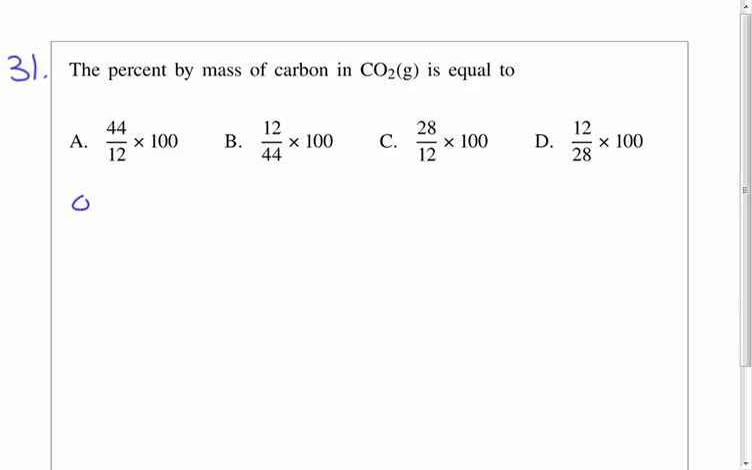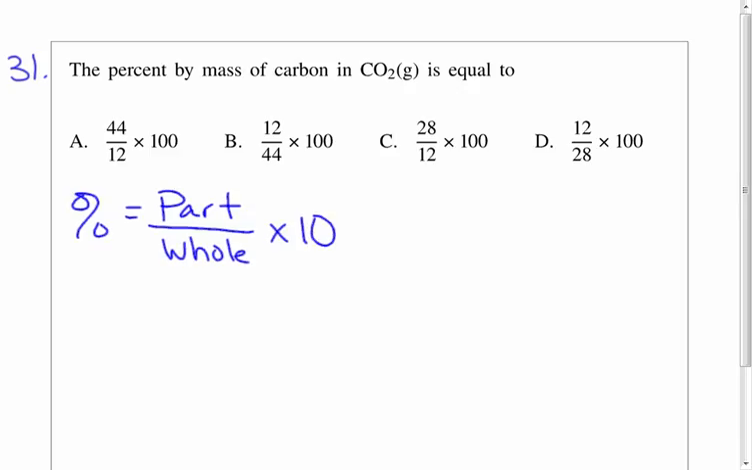So remember, when we want to calculate percent, our formula is to take the part that we're looking for over the whole amount times 100. That's like moving your decimal over to the right twice. So the part that we want in this problem is carbon, and this is the whole formula. So we want the carbon, there's only one of them, over the whole thing times 100.